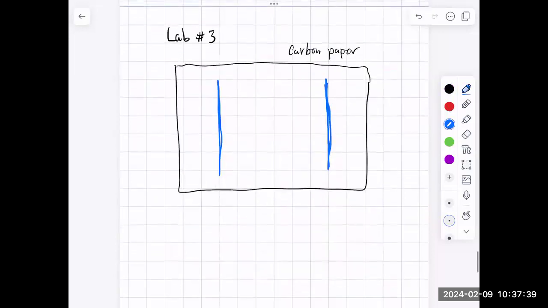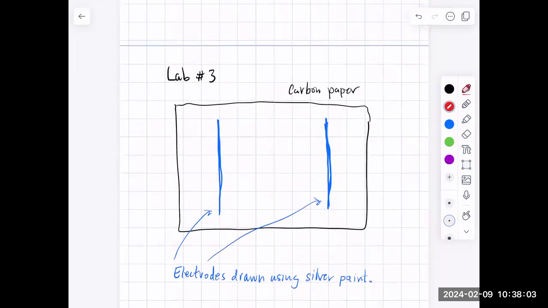So these are going to be electrodes drawn using silver paint. Okay. Then you're going to take a power supply, and I'll draw it as a battery. So this is a battery or a power supply. It's a source of potential difference.